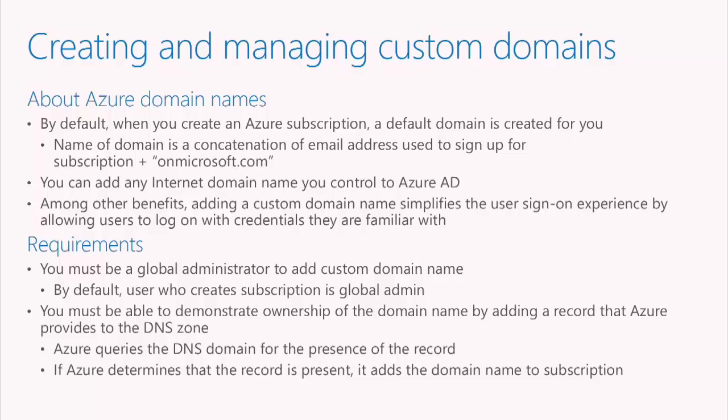You can now add any internet domain that you own to Azure AD so that you can have a vanity name so that users get to log on using a name that's very, very familiar to them. Such as, for example, they could log on as their email address. If they're bob@contoso.com, they can log on to Azure Active Directory as bob@contoso.com.